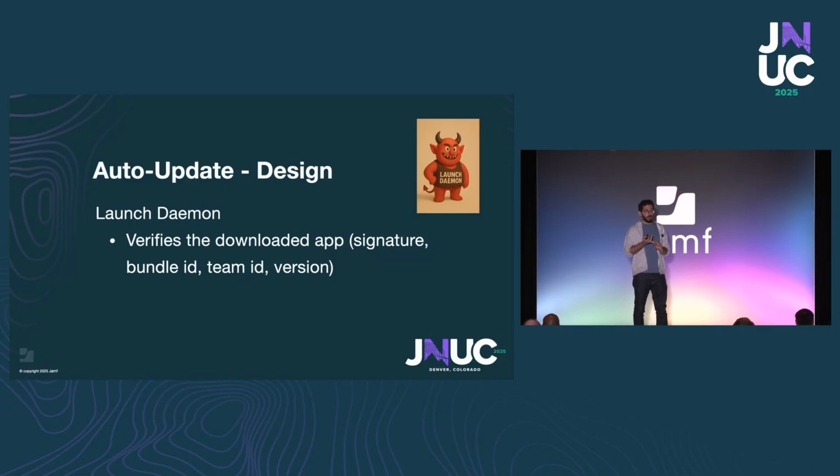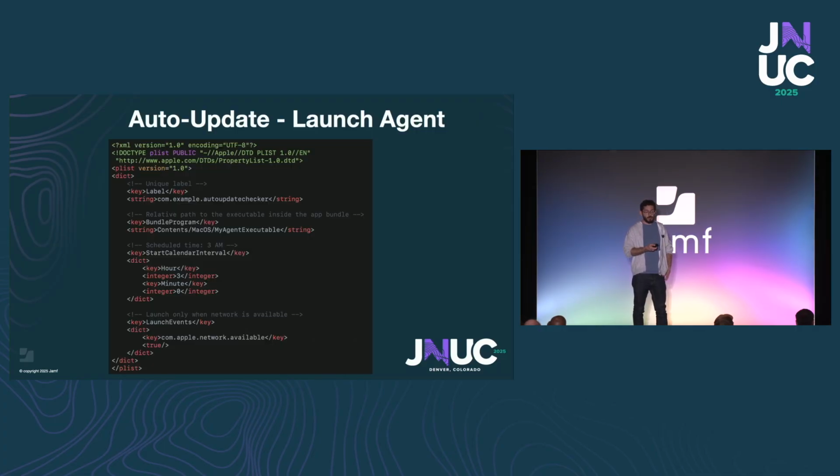It needs to verify that the one who asked it to update is someone we trust, and we need to verify that the downloaded application is an application that we trust. So we need to double check the bundle ID and team ID and the code signature of the calling process and the process we're about to install. And then we install it.